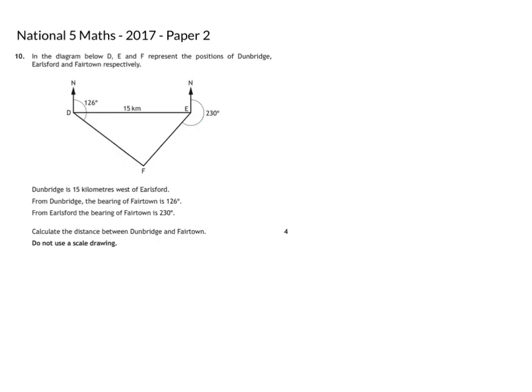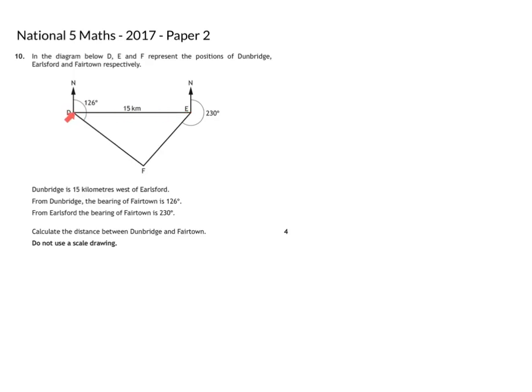Question 10 now. So we have bearings, which is everyone's favourite, just after quadratics, I think, right? In our diagram below we have D, E and F representing the positions of Dunbridge, Earlsford and Fairtown respectively. It tells us that Dunbridge is 15 kilometres east, sorry, west, of Earlsford, so that gives us some information there. That tells us there's an east-west line there.